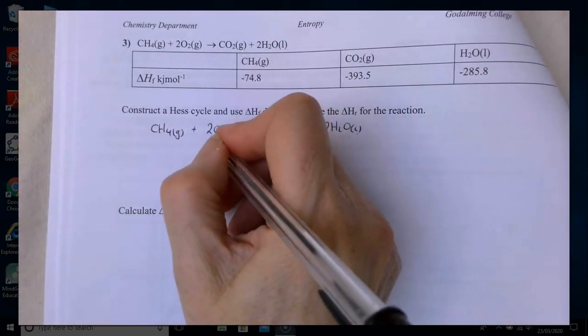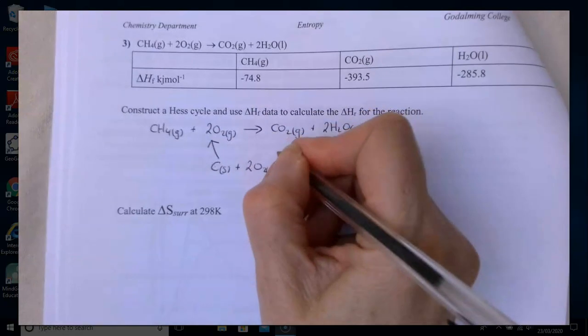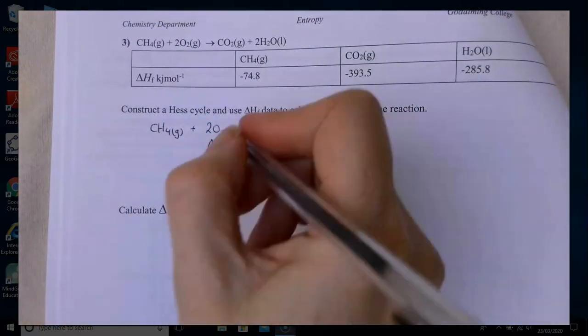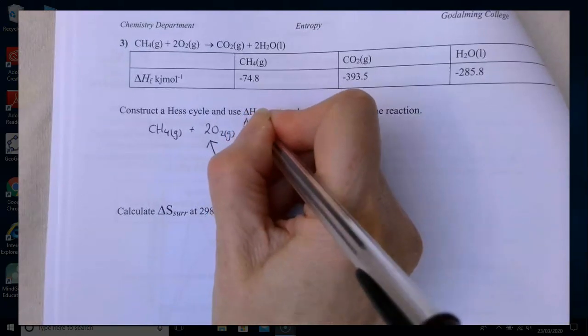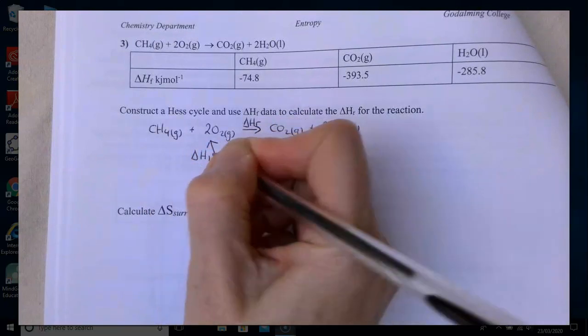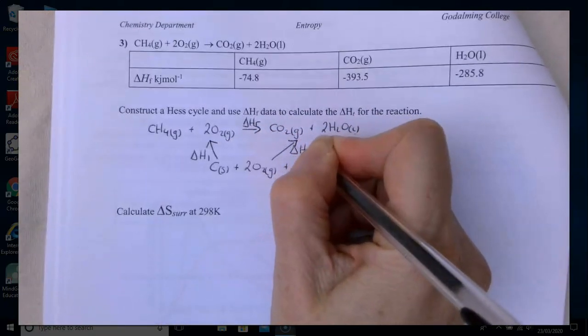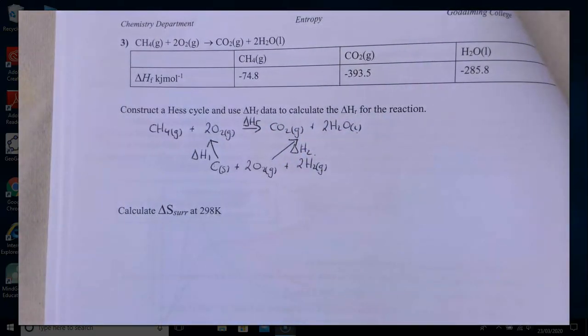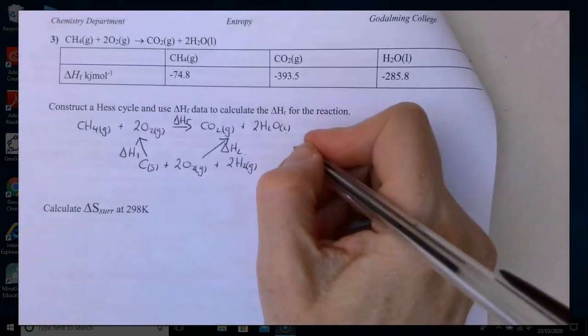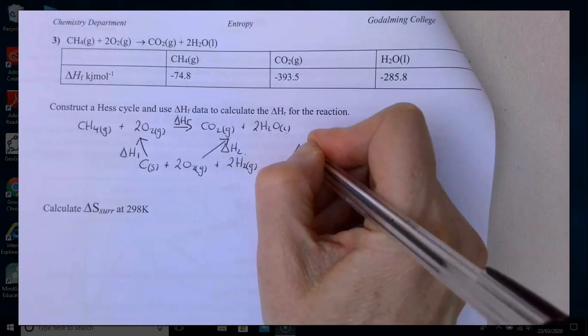Okay, so I've got those elements at the bottom. So I can use these elements and make these, or I can make these. So I've got both arrows pointing upwards. I want to work out this delta H reaction, delta H of combustion. I'm going to call this one delta H1 and this one delta H2, just because I can. I don't need to, but I just like labelling them 1 and 2. It makes life a little bit easier. So we're going to work out what delta H1 is.